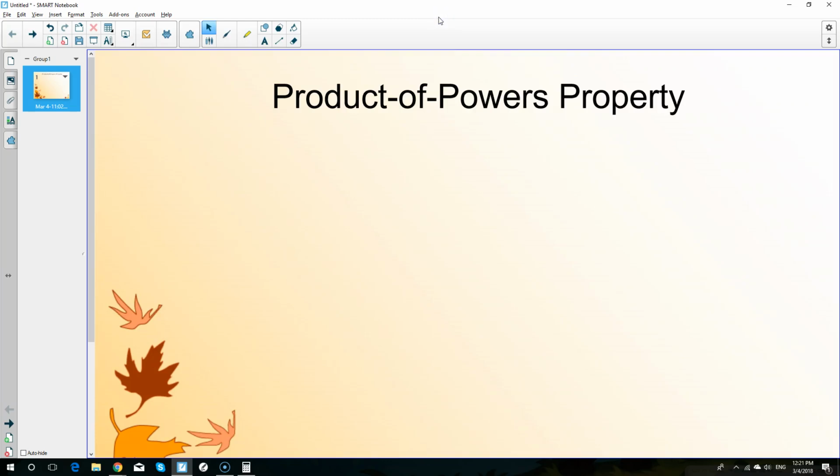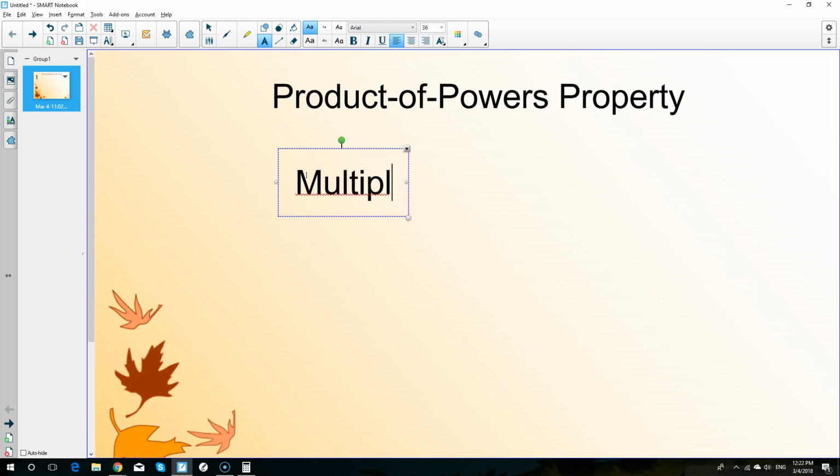Alright, hopefully you finished that quiz already. So we are moving on to the second bit, and the second bit is the product of powers. As the name implies, product basically means multiplying. So we are multiplying exponents.